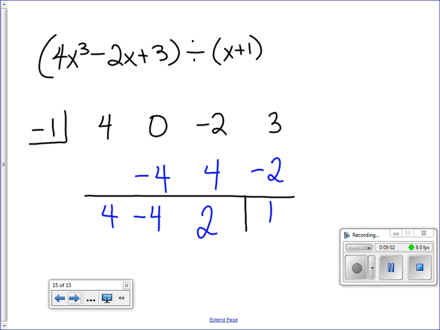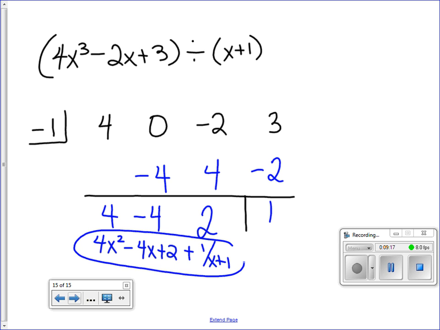So this answer, remember, this is a depressed polynomial. 4x squared minus 4x plus 2 plus 1 over x plus 1. That's our answer. That's the part they're confused about. Just bring it straight down. In order. Drop a degree.